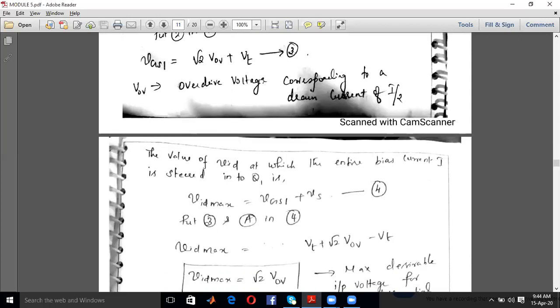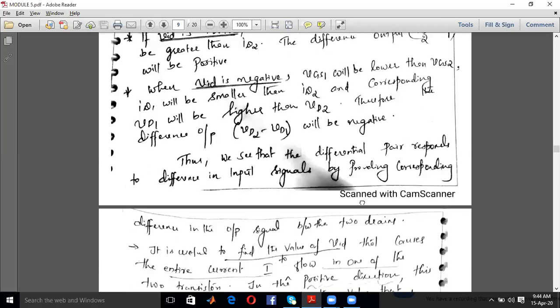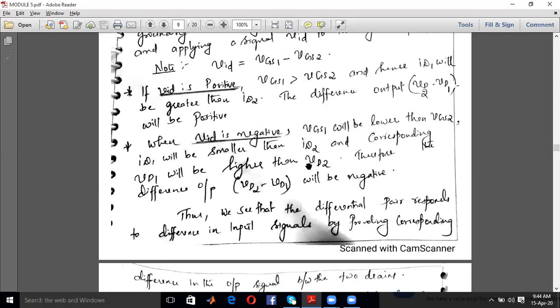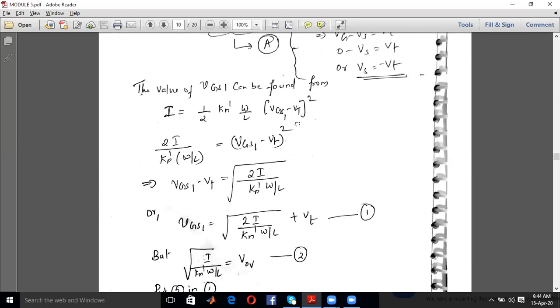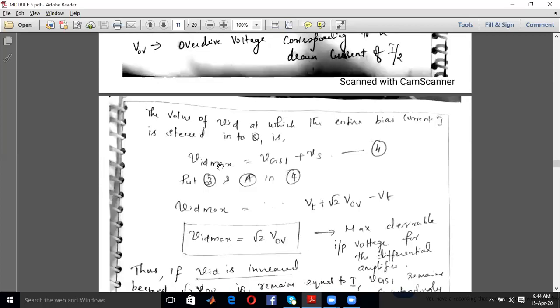Now you will find the value of VID max. What is VID max? By just applying KVL here, VID is depending on VGS and VS, isn't it? VID is depending upon VGS and VS, so that now you can write VID max as VGS1 plus VS. Okay.